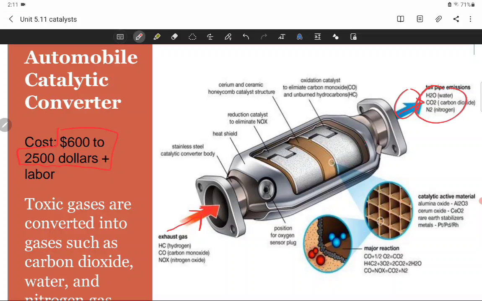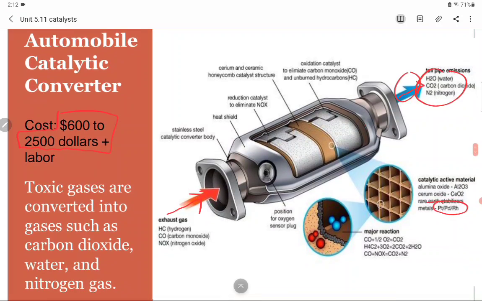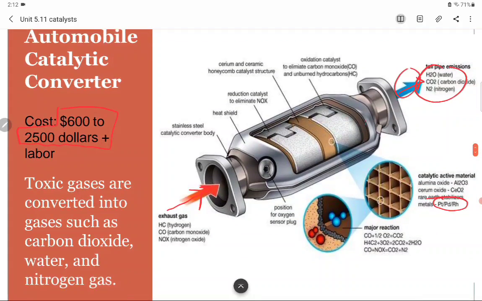There's a little more detail about that, but I think I had mentioned that you're going to have platinum, palladium, rhodium. Those are expensive catalysts. It has to happen in this grid kind of format because you want as many of these molecules of gas to pass through and come in contact with as many of these catalysts as possible so that the reaction takes place.